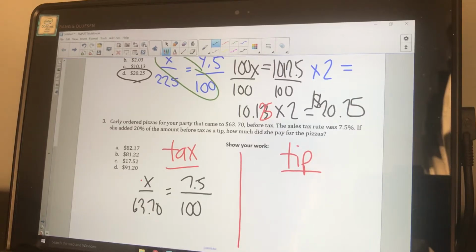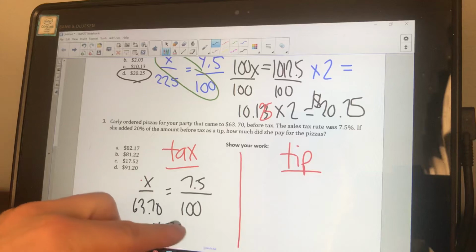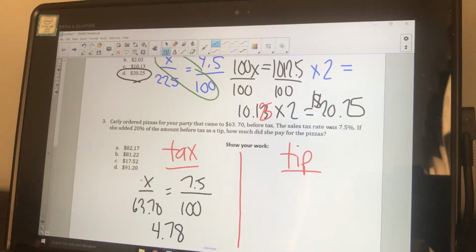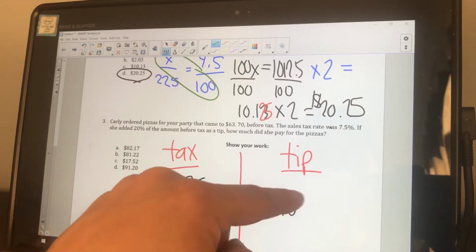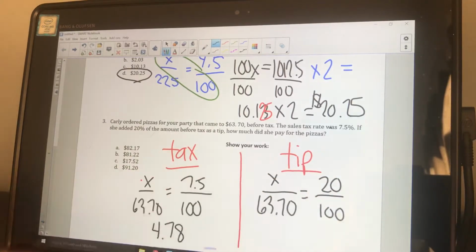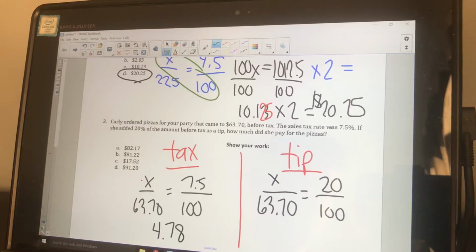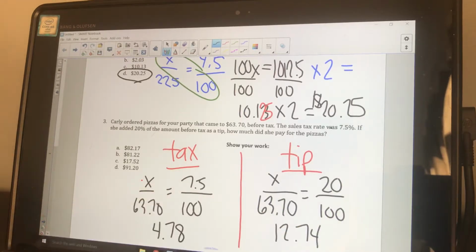63.70 times 7.5. Divide that by 100. And tax, we're getting $4.78. That's a rounded answer. Tip, okay? 63.70 again, because the price hasn't changed. And it's a 20% tip. Okay. 6370 times 20, okay, divided by 100, it's $12.74.